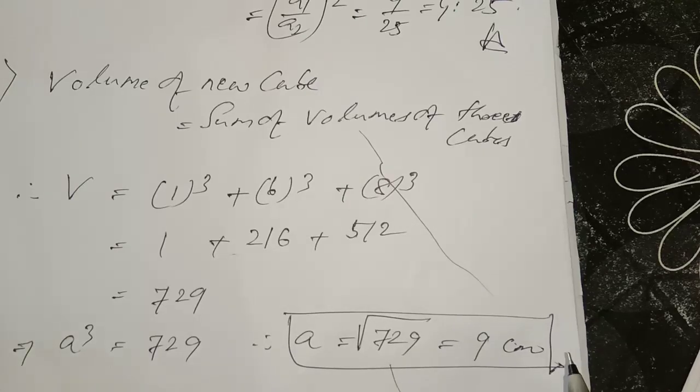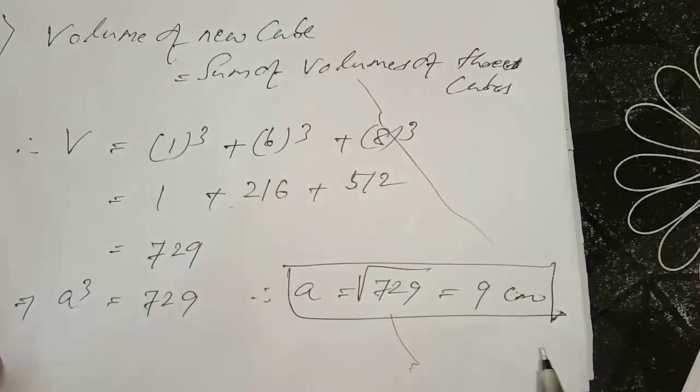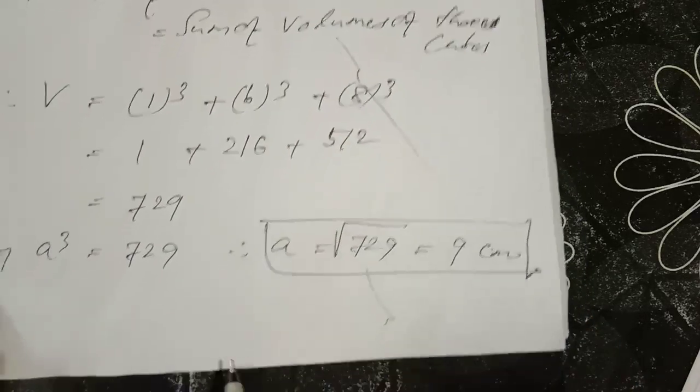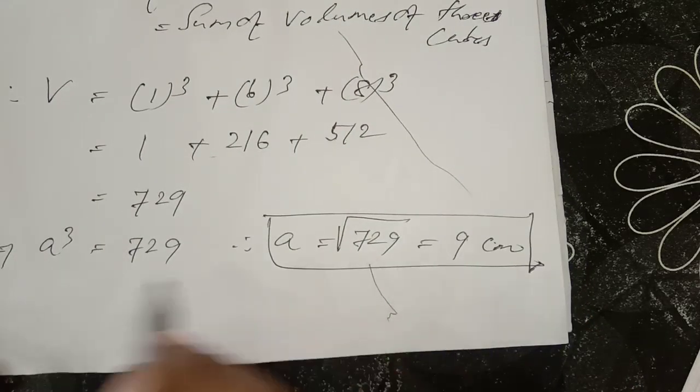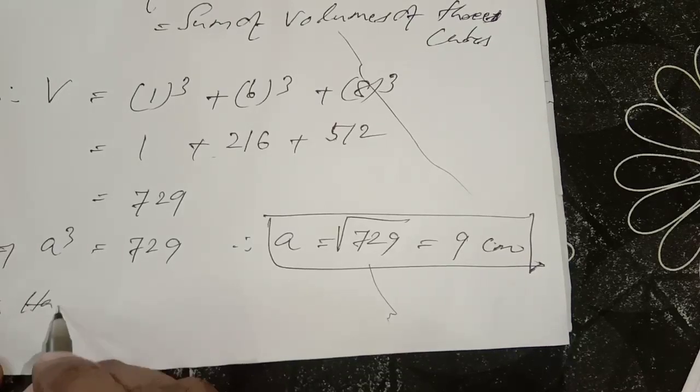And what will you find out? You have to find out half of the surface area of the new cube. So first of all, do you know what surface area is? Surface area is 6 into side whole square. Therefore, half of surface area.